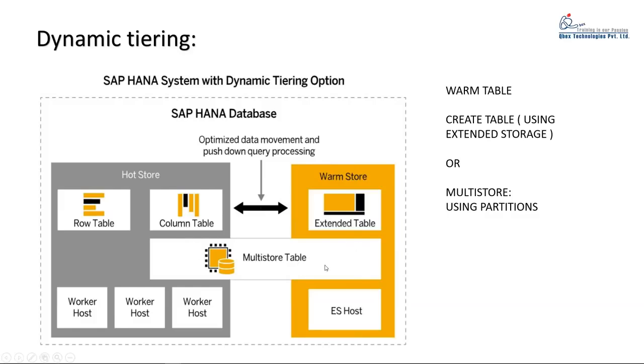So you'll have a single table where some records of the table are stored in hot and some records of the table are stored in warm. That is called a multi-store table. And you can achieve this big data solution by implementing dynamic tiering. Implementing in the sense you have to install some software. SAP does give you some dynamic tiering software, and you need to manage and configure that software. Then you will be eligible to manage this extended storage.